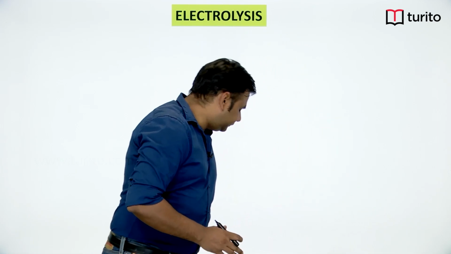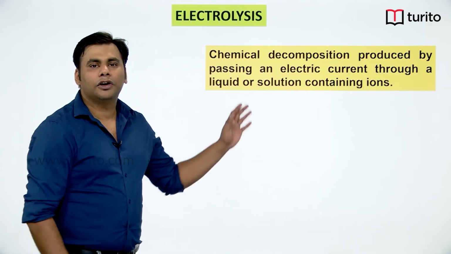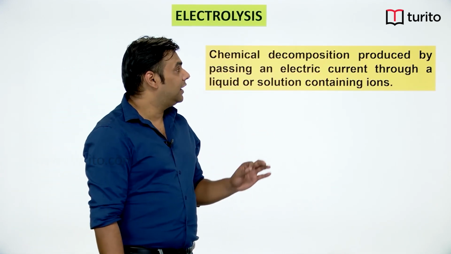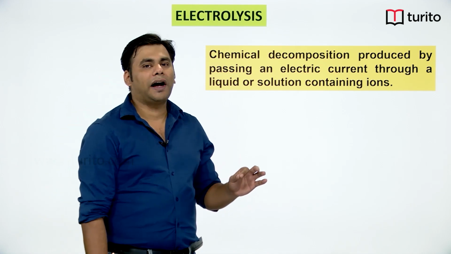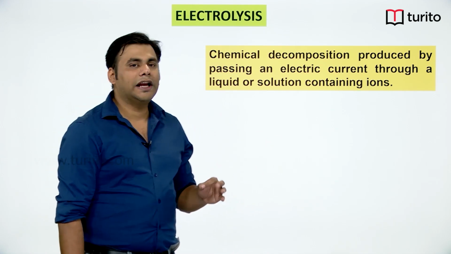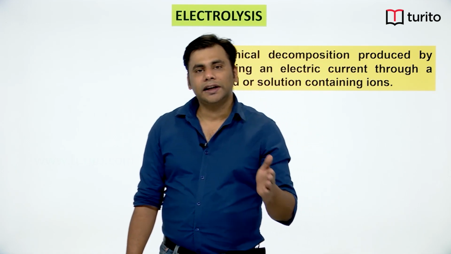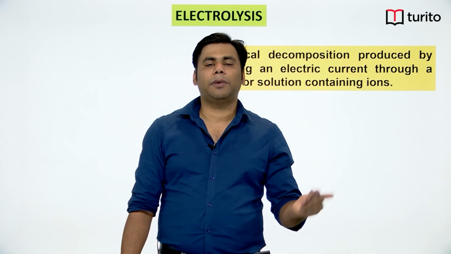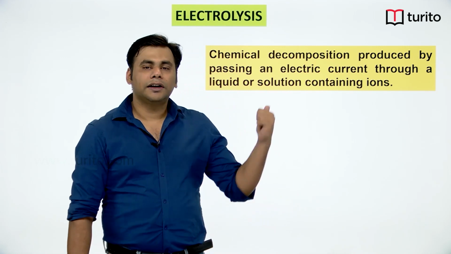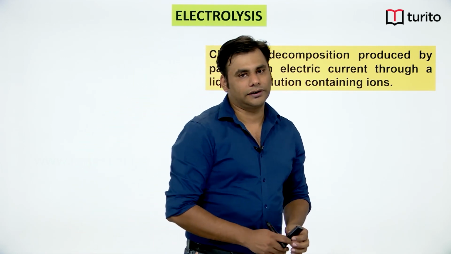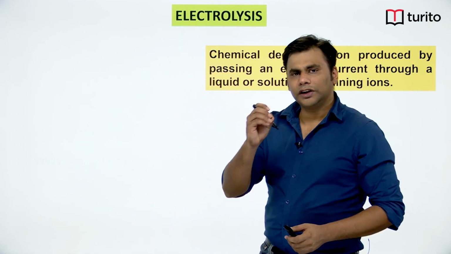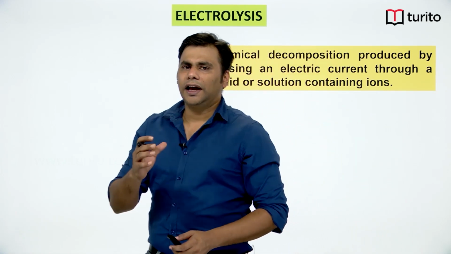If we look at the definition, we'll say that it is the chemical decomposition produced by passing an electric current through a liquid or a solution containing the ions. So if you are breaking any compound in aqueous solution by passing an electric current through it, then the process is called electrolysis. This is a very basic definition of electrolysis.